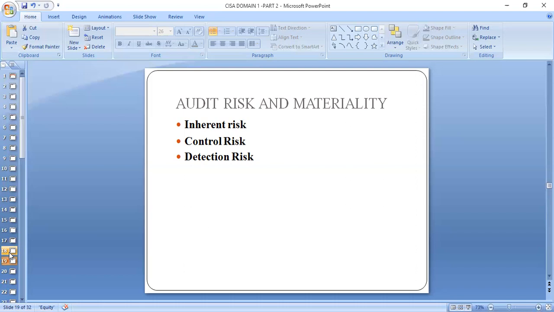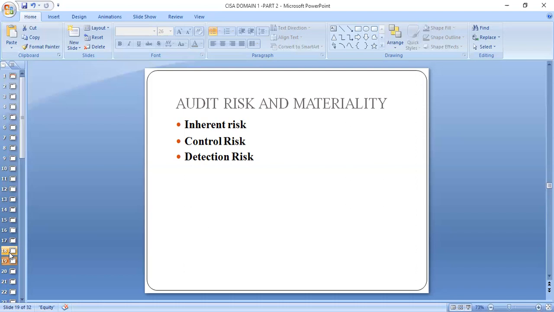But note that primarily inherent risk is not the responsibility of the IS auditor. Actually, it is the management, the executive directors, the non-executive directors, the CEO. They are supposed to understand the inherent risk of the business they are leading.